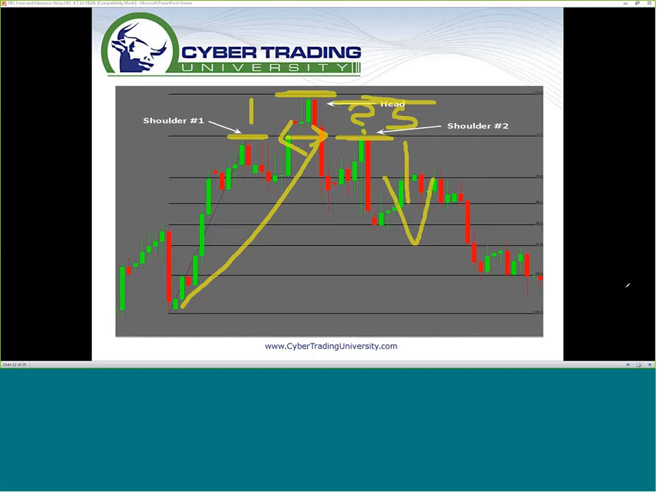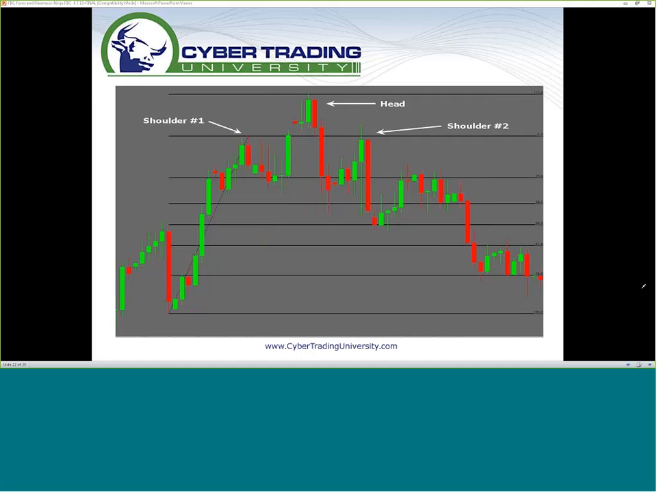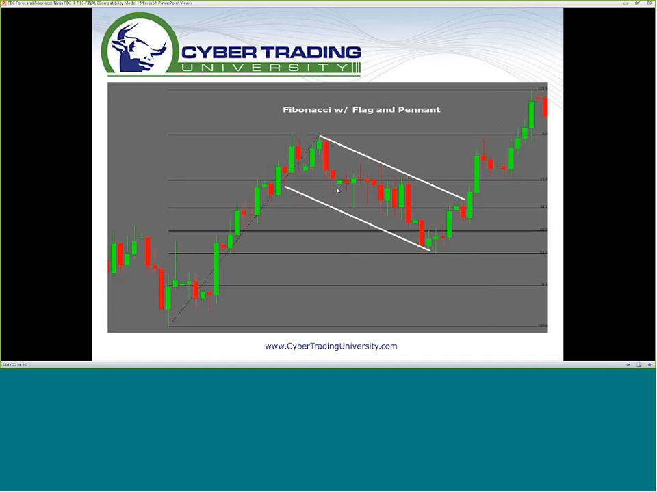And by the way, what we can do is then use Fibonacci. We draw the Fibonacci level from the new high, the new trend. Here's the retracements. That's a Fibonacci level, starting from the top. Everybody see how that works? Head and shoulders is an excellent way to use Fibonacci, or Fibonacci is an excellent tool to measure head and shoulders. Here's Fibonacci in a flag and pennant.